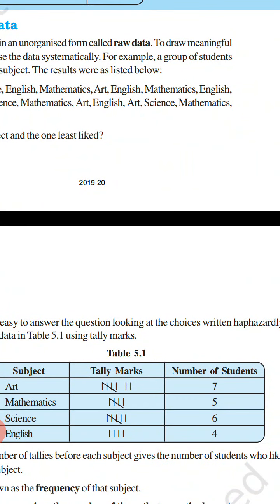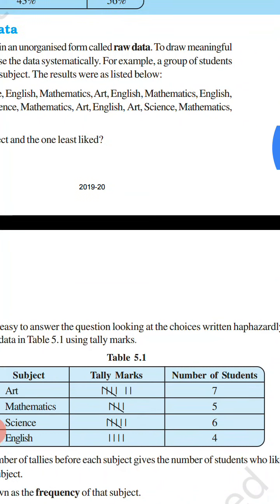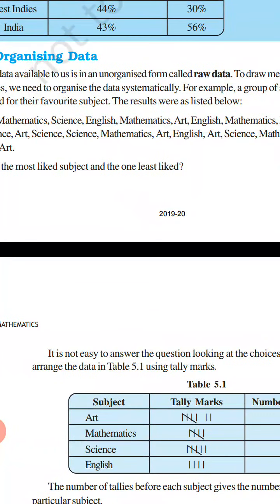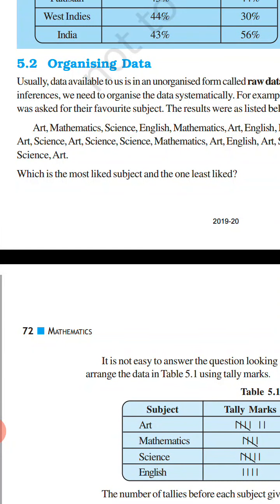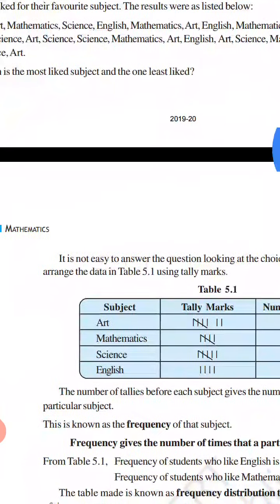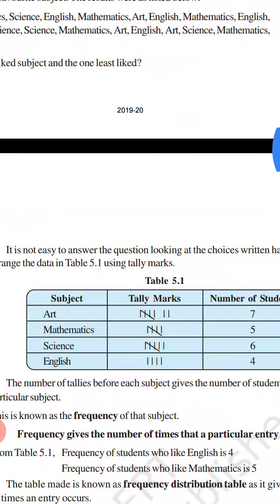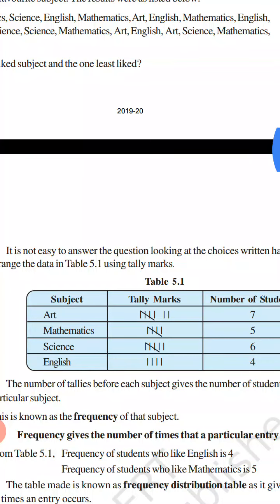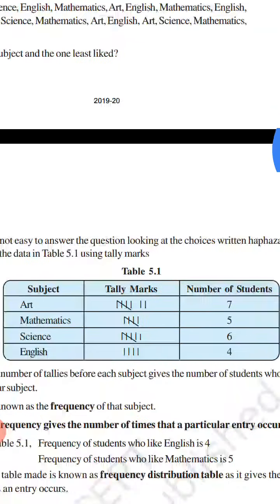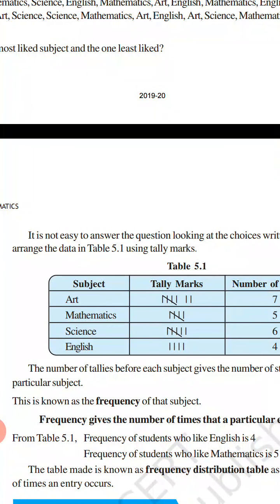The total number of students is 22. Now we ask which subject is their favorite subject and write it. So we have to see which subject is liked by most students. For that, we make a table. We write here subject, then tally marks and number of students. So art, mathematics, science and English.